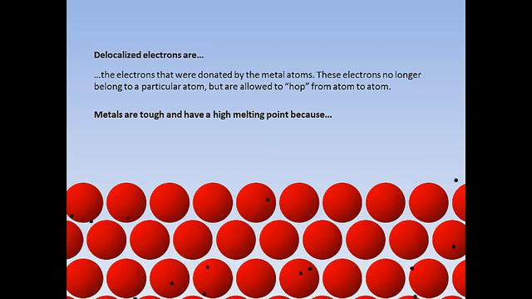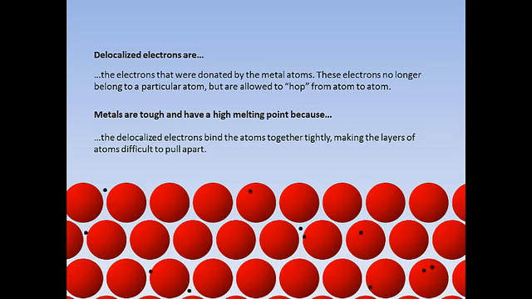Metals are tough and have a high melting point because the delocalized electrons bind the atoms together tightly, making the layers of atoms difficult to pull apart.